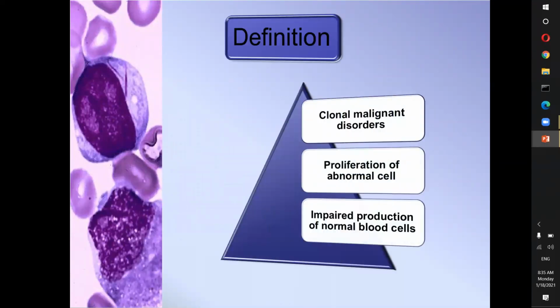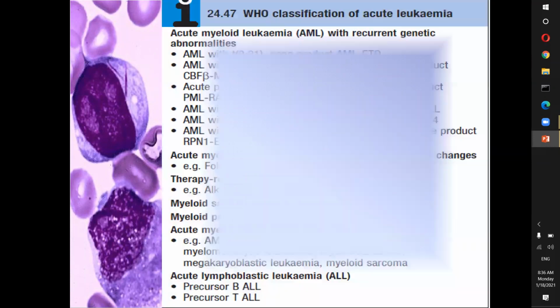Leukemia, by definition, is a clonal malignant disorder. Clonal malignant disorders result in proliferation of abnormal cells. The proliferation of abnormal cells will result in impairment of the production of normal blood cells.